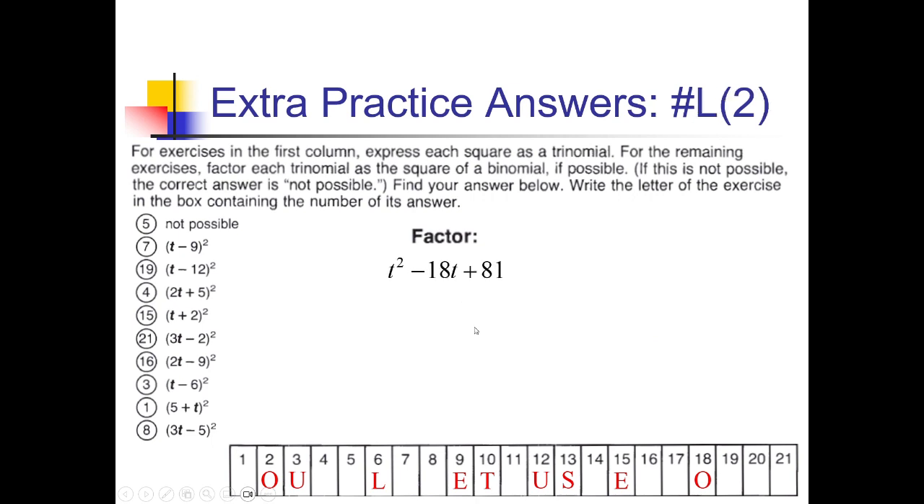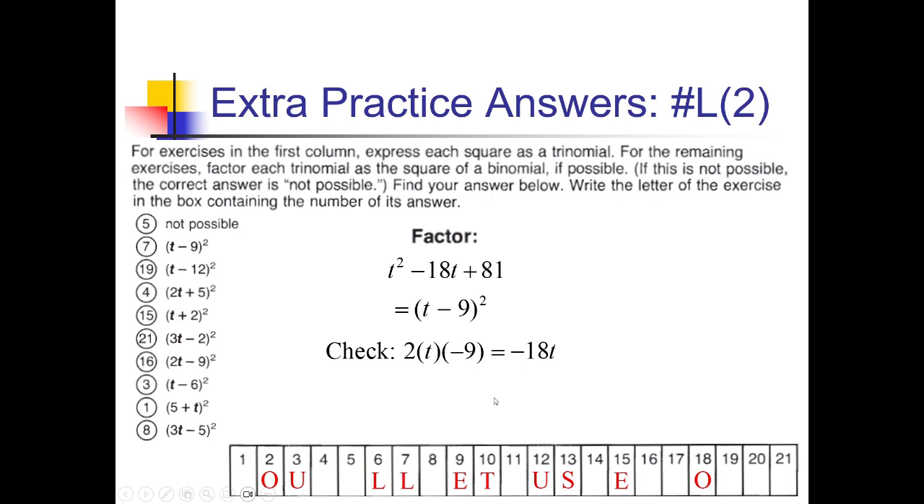For this problem, we've got the square root of our first thing giving us t. Last thing's square root is going to be a 9. Middle term's negative, so (t - 9) squared. For our check, 2 times t times negative 9 is negative 18t, which does give us that middle term, so this is a good answer. (t - 9) quantity squared right here, that's number 7. So 7 is going to get this L that we have.